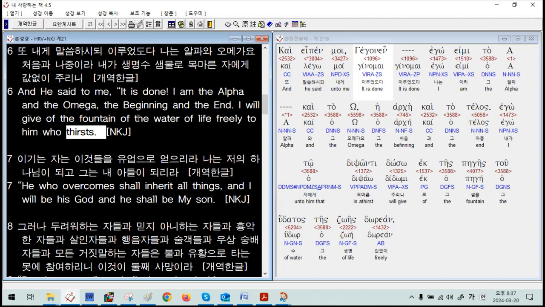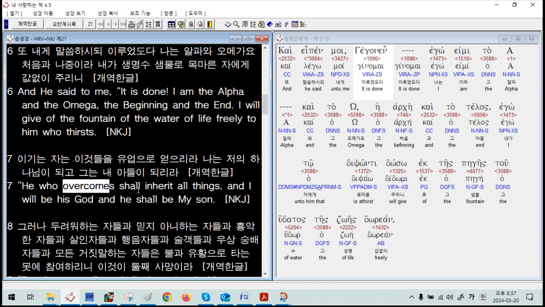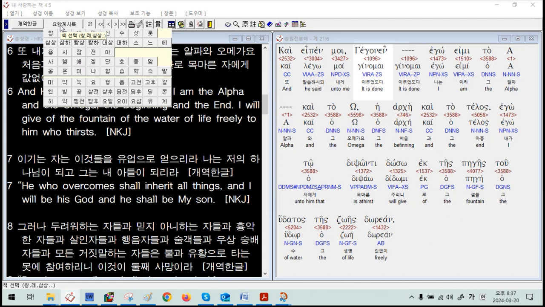When I become one with Christos Jesus as a seventh-day man, he who overcomes, we are conquering the world. We are overcoming the world. In all things, I will be his God. He shall be my son. We are in the bosom of the Father. So we are able to give the life-giving spirit.